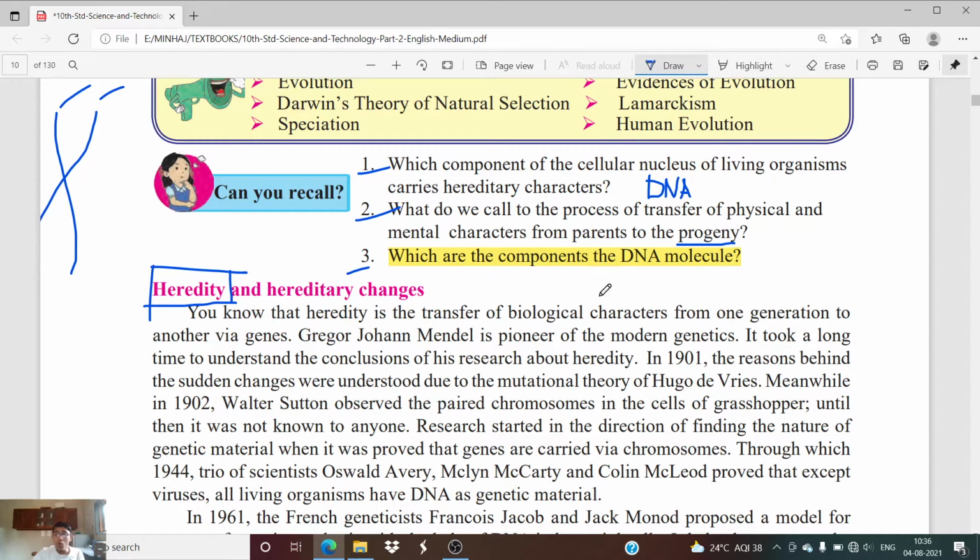There is one more molecule in the cell, that is RNA. We know about DNA; there is also RNA, which is ribonucleic acid. In RNA, thymine is not present. Instead of thymine, you will find uracil.